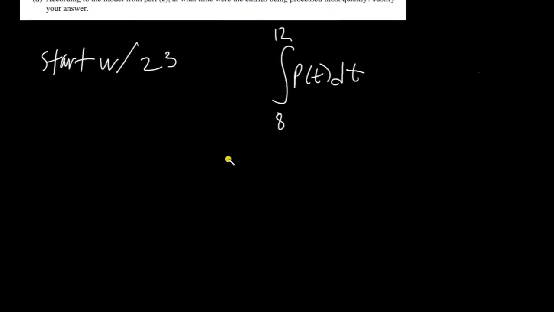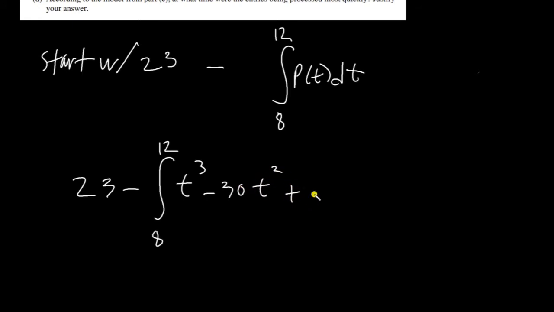So we're starting with 23, this is how much we have, and then they're removing the entries by processing them at this rate. So we'll have 23 minus the integral from 8 to 12. Now I'll just write out the p of t function, t cubed, 30t squared, 298t, 976 dt, and if you take this entire thing evaluated in your calculator, you should get 7.